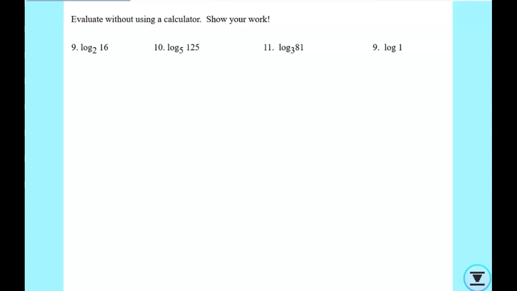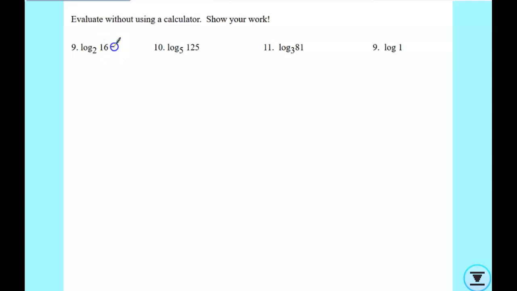The next few problems we're going to be evaluating without using a calculator, and we want to make sure that you show your work. So in order to evaluate without using a calculator, there's a couple of different ways that we can think about this. And so I'm going to go through and do both of the different ways.